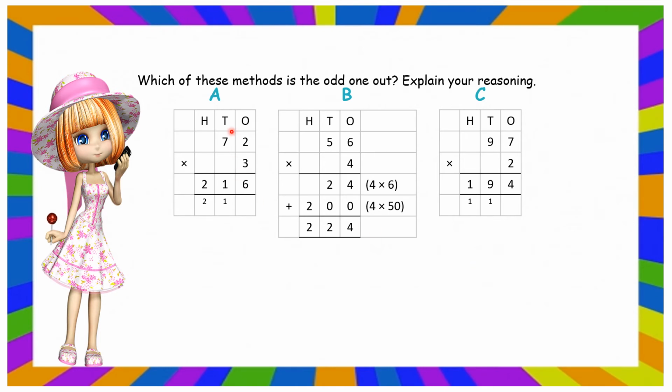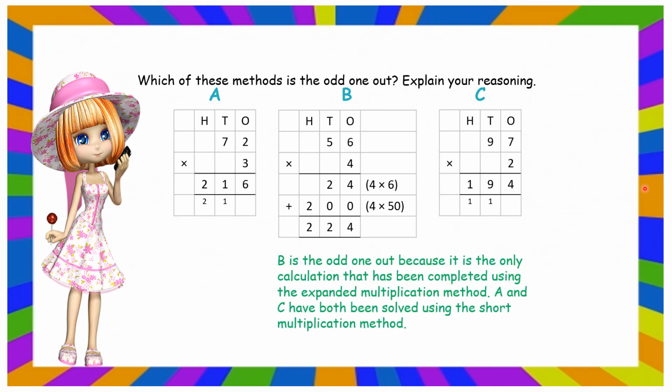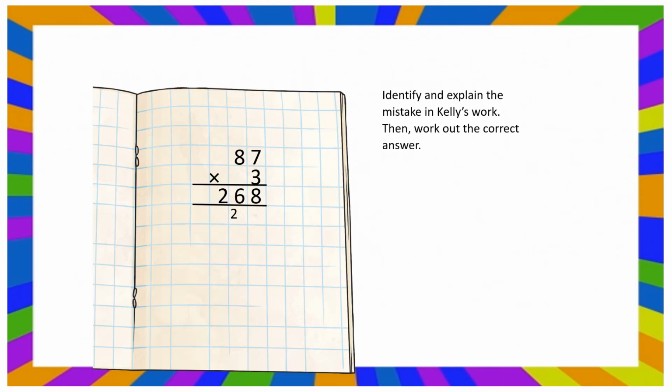Welcome back. Did you remember that this is the short multiplication method, another short multiplication method, and the expanded method? So which is the odd one out? Did you say it was the expanded method, letter B? Well done if you did. It is the odd one out because it is the only calculation that's been completed using the expanded multiplication method. A and C have both been solved using the short multiplication method. Well done if you got this correctly.